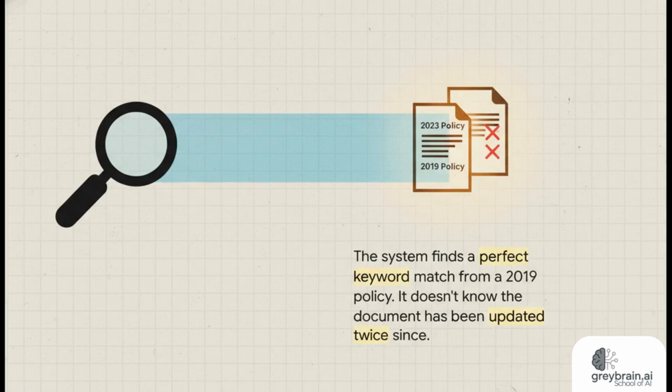Let me give you a concrete example. A user asks, "What's our parental leave policy?" The system finds a chunk of text that perfectly matches those keywords. Awesome, right? The problem? That text is from a policy document from 2019, and it's been updated twice since then. The system has no idea. It just saw a keyword match and went for it.